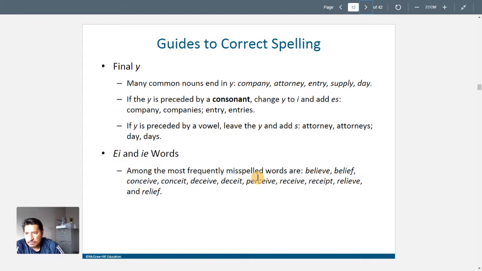Among the most frequently misspelled words are believe, conceive. These are the common words where you can make a mistake. So always run a spell check in order to correct your spelling.